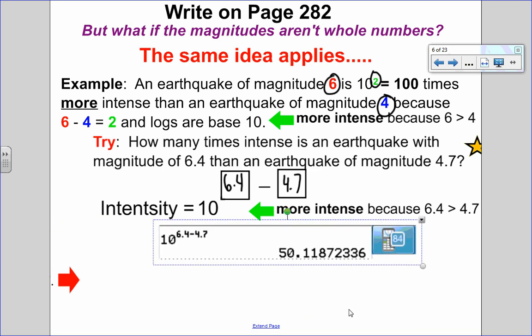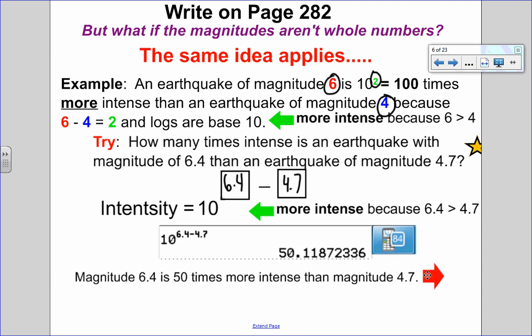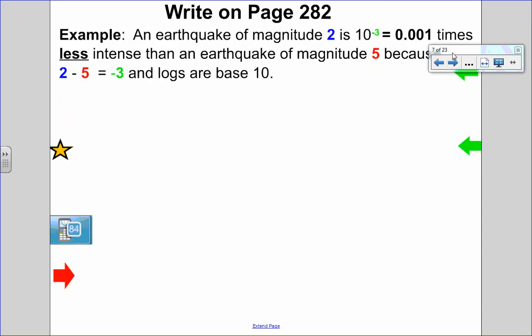Putting that into my calculator, you can see that it's about 50 times more intense. So a magnitude of 6.4 is 50 times more intense than a magnitude of 4.7. So we don't have to go up just by factors of 1 in the magnitude, because you can have a magnitude in between the whole numbers, but the process to find the answer is still the same.